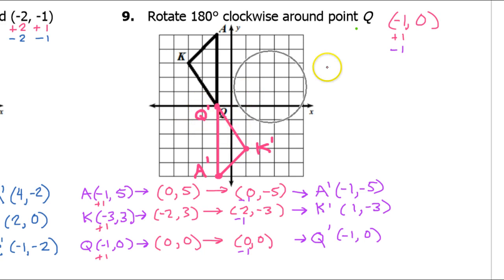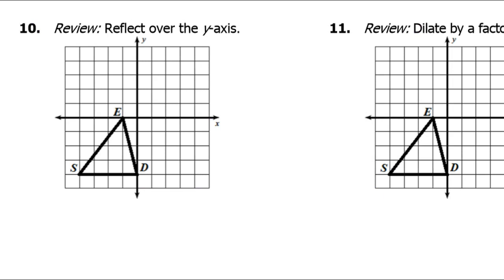Hey, notice one thing. Since we were rotating around the point Q, all right, Q was the center of rotation, since that is one of the vertices of the triangle, notice that it doesn't move. So when you rotate, if one of your points is on the center, then it's not going to move. Okay, that's it for the rotation.